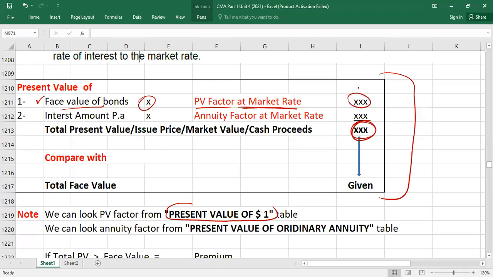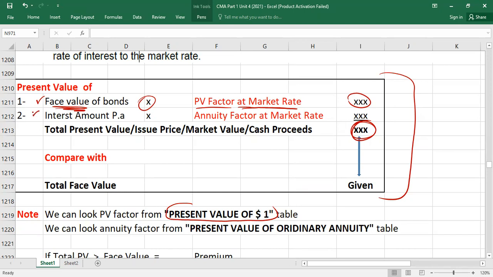Understood? And I would suggest you do the calculation for one bond first. Here put the face value of how many bonds? One bond. Because if you want to convert it to total later, we can just multiply with the number of bonds. You will get the total values also. Understood?